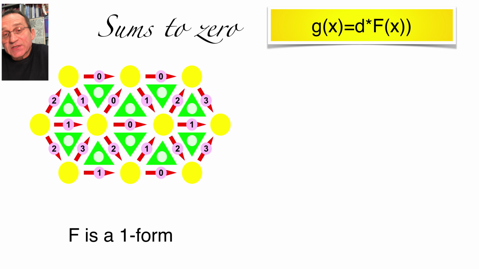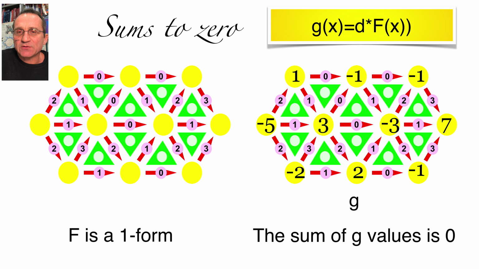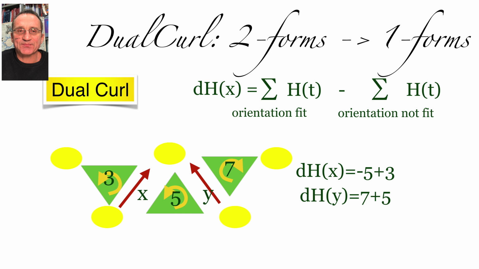And what is nice is these values all add up to 0. That's a conservation law, which Kirchhoff already found. So here in this case, we have computed the d star f values, and if you add them up, you get 0. And then we have the dual curl, which goes from two forms to one form.